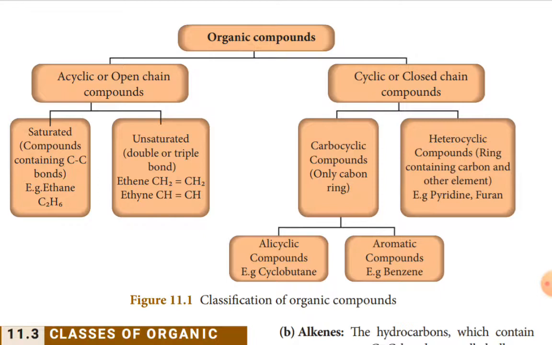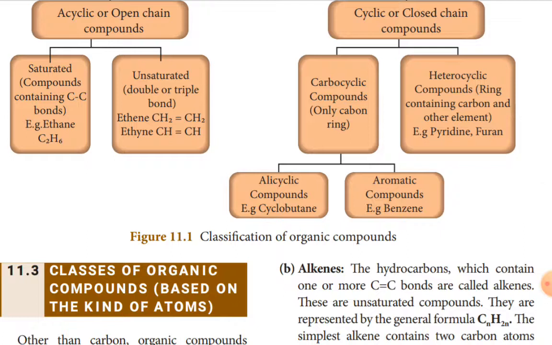Then closed chain compound is further classified into carbocyclic and heterocyclic. Carbocyclic means the chain contains only carbon atoms, only a carbon ring. At the same time, heterocyclic means the carbon chain contains other atoms like oxygen, nitrogen, sulfur. This is called hetero, different kinds of atoms or elements. That is the meaning of hetero. Examples: pyridine, furan. Then carbocyclic is further classified into alicyclic compound and aromatic compound.